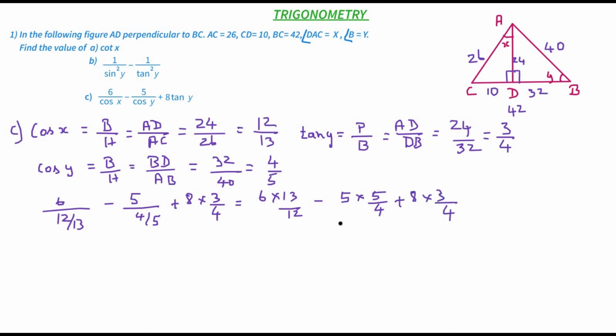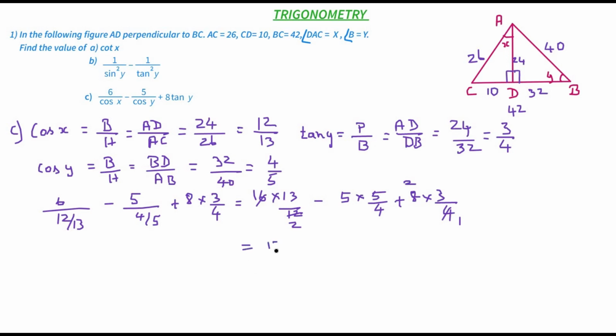Now, let's cross out the same things. So here 6 and 2 would be crossed, 12 would be crossed out. 6 times 1 is 6. 6 times 2 is 12. Here there is nothing to cross out. There are no common factors. And here 4 and 8. 4 times 1 is 4. 4 times 2 is 8. So here all the crossing out is done.